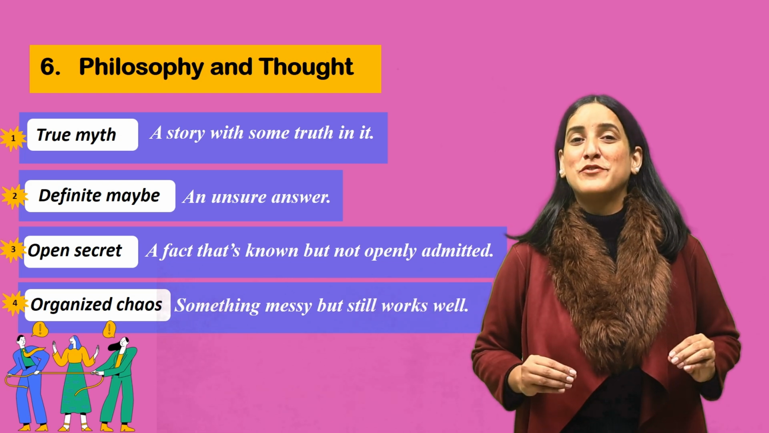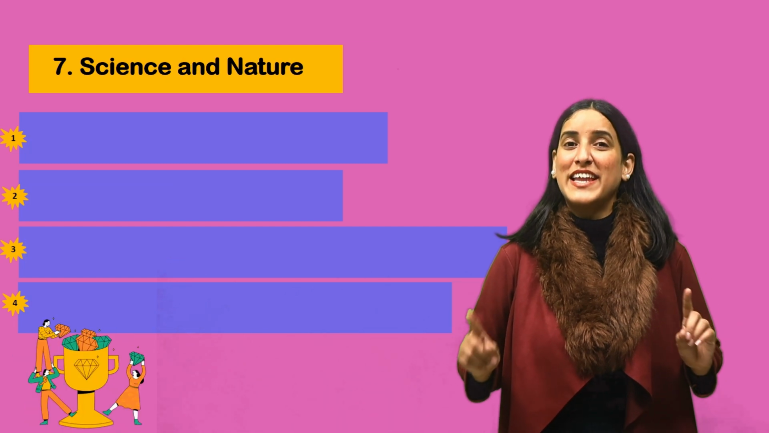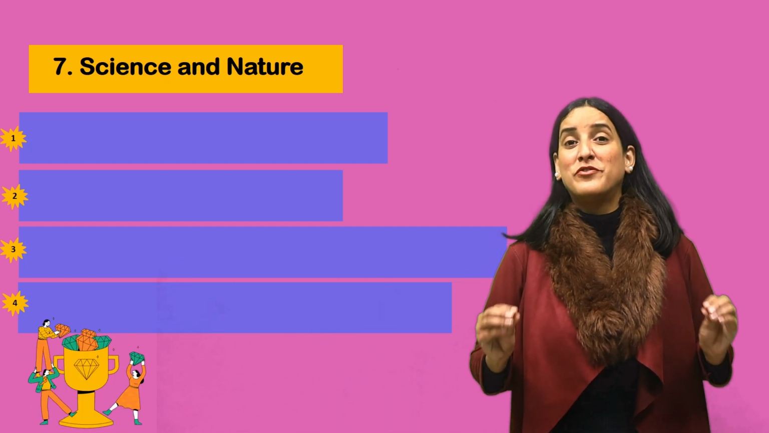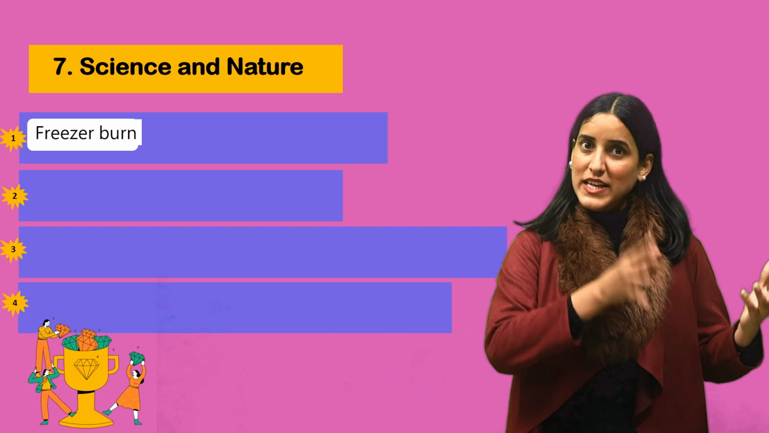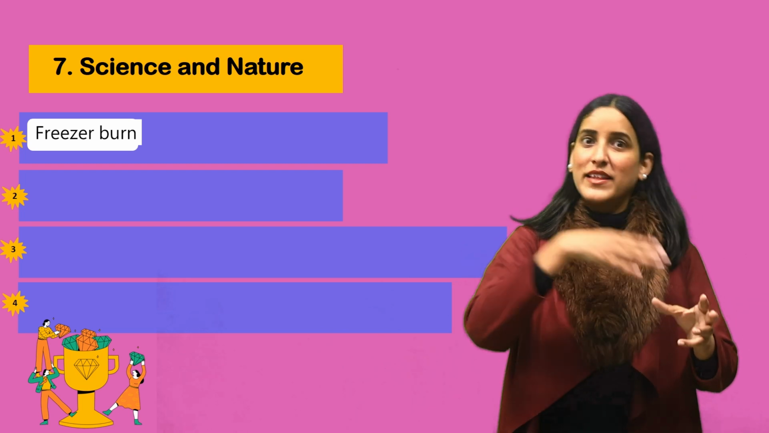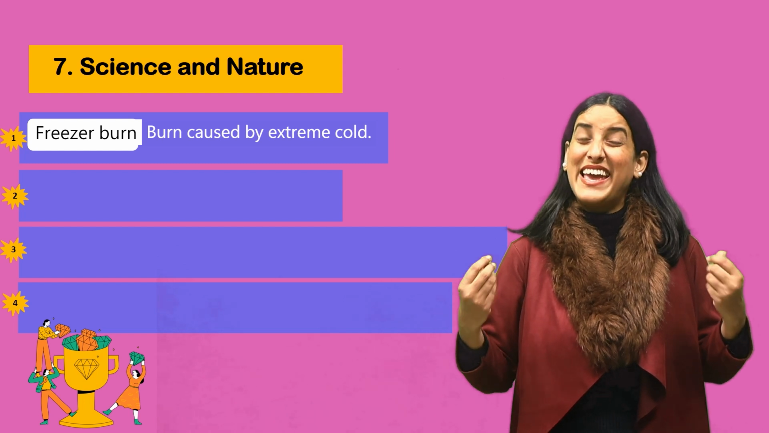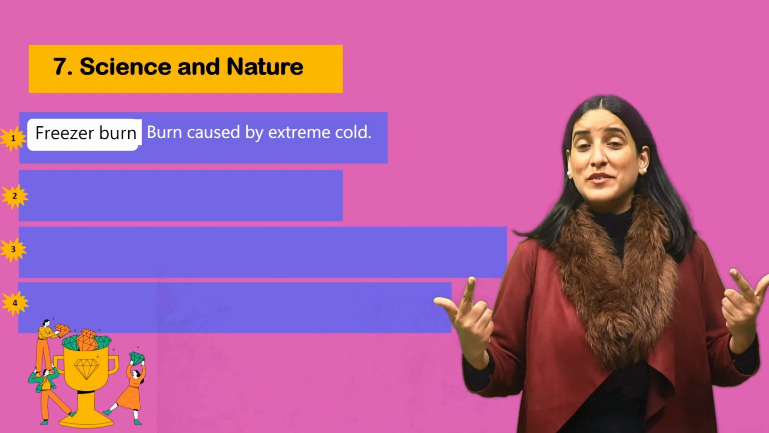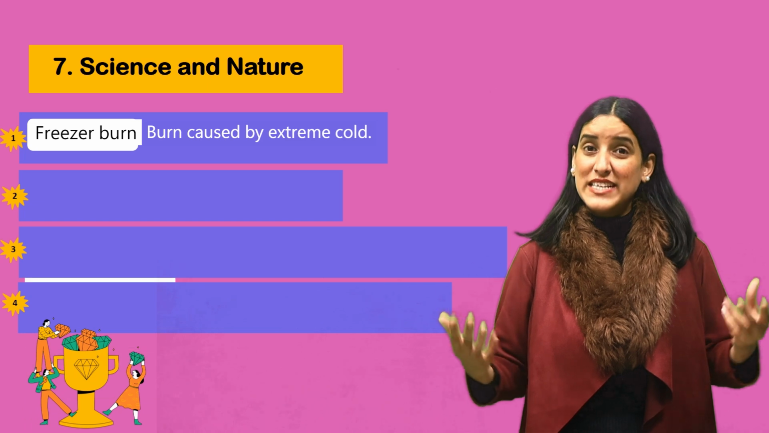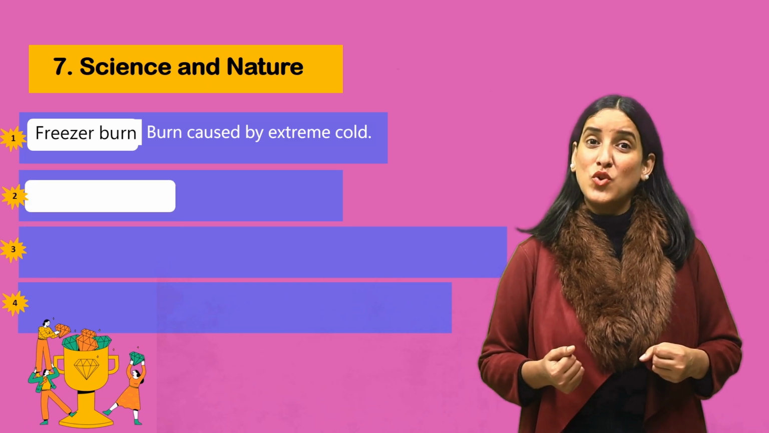Great. The seventh set of words are from science and nature. The first one being freezer burned. Now freezer, which is related to cold, and then burn, which is related to heat or hot, which means burn caused by extreme cold. For example, the meat had freezer burn after being left too long.